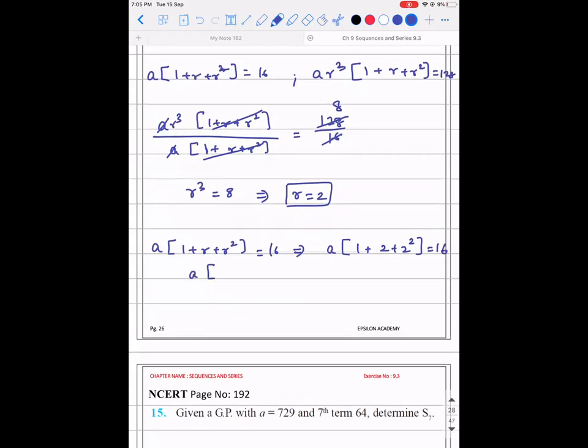So A into, tell me how much is this? 1 plus 2 plus 4 is equal to 16. So A will be 16 by 7, sir. That's right. So A is 16 by 7, R is 2.